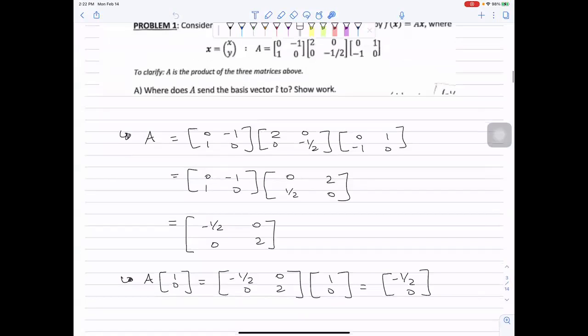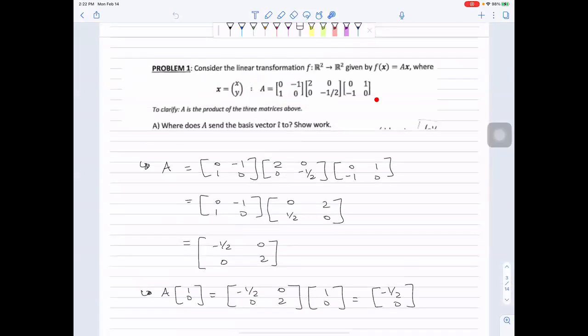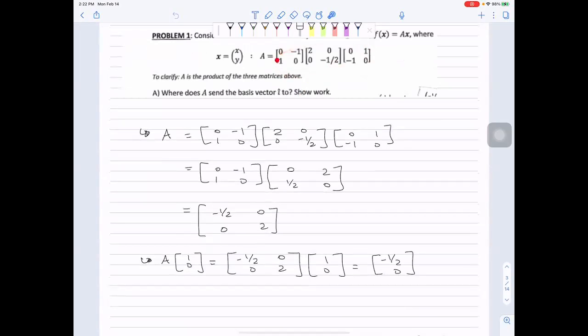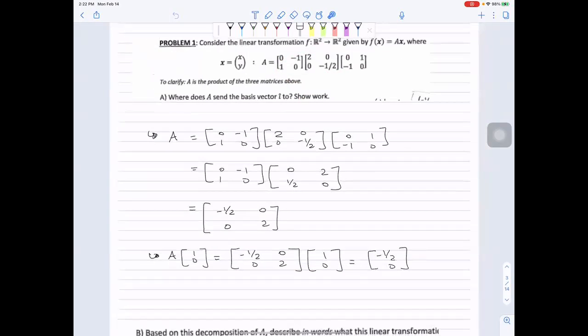The first question says you're given this linear transformation and you want to know where A sends the basis vector V to. You just multiply by 1, 0. So you multiply whatever this A is by 1, 0, and you get your answer. That was mostly fine.